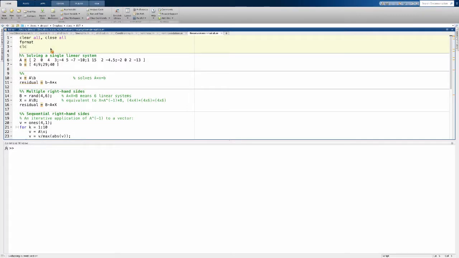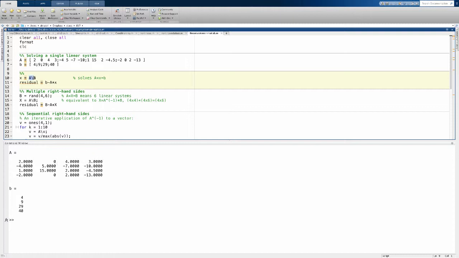So in order to solve a linear system in MATLAB, here's an example. I'm going to define here a 4 by 4 matrix and a 4 by 1 vector. So that defines a linear system. We have a linear system A times x equals b to solve for x. And since A is 4 by 4, x will also be 4 by 1.